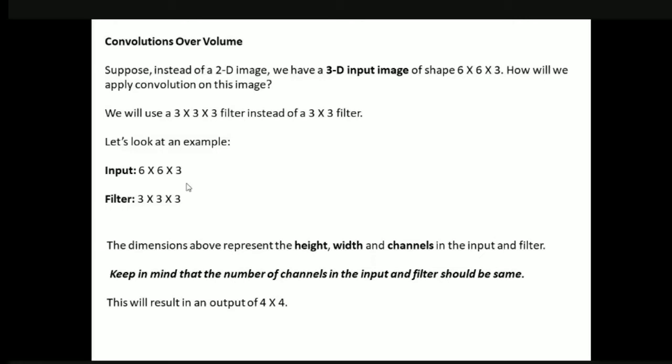Remember that when you have an input image with some number of channels, you have to apply the convolution with a filter with the same number of channels only. The first 6 is the height, the second 6 is the width, and the third value 3 is the channel, that is, the channel in the input and the channel in the filter. As I already said, the number of channels in the input and filter should be the same. So when we convolve 6 by 6 by 3 with 3 by 3 by 3, we will get an output of 4 by 4.